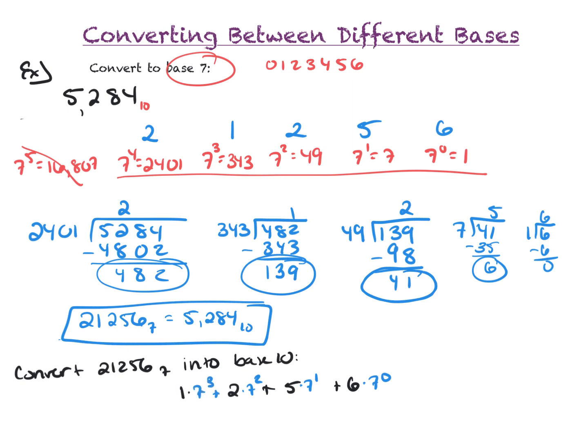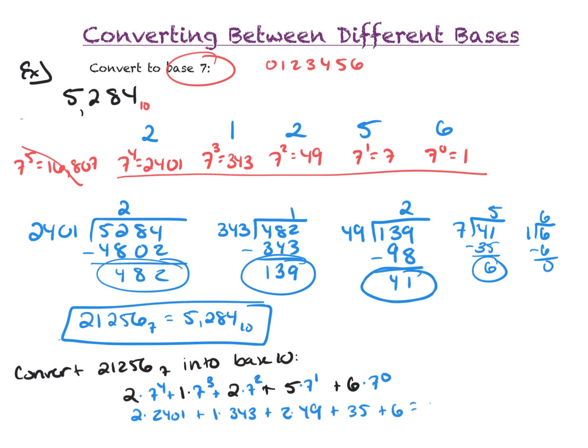Put our plus sign there. And then finally, we have 2 7 to the 4s. Cool. And then when we add this all up, this is 2 times 2,401 and 1 times 343 and 2 times 49. And this one I can do: 5 times 7 is 35 and 6 times 1 is 6.